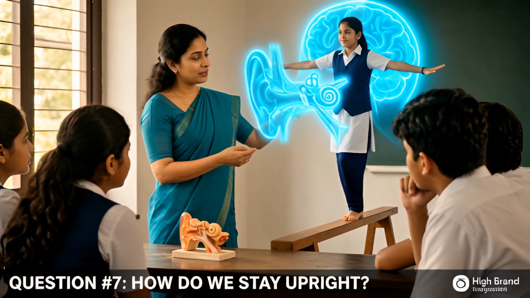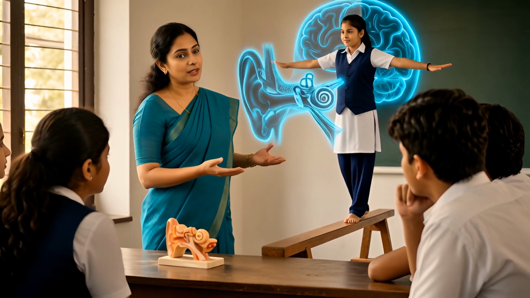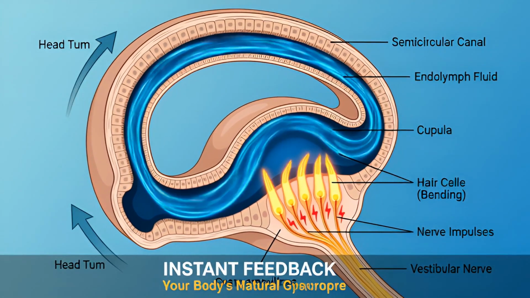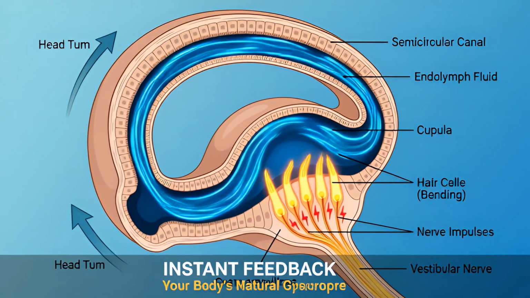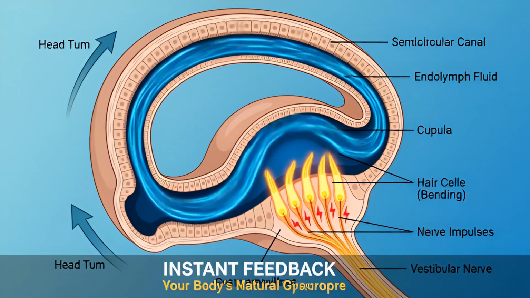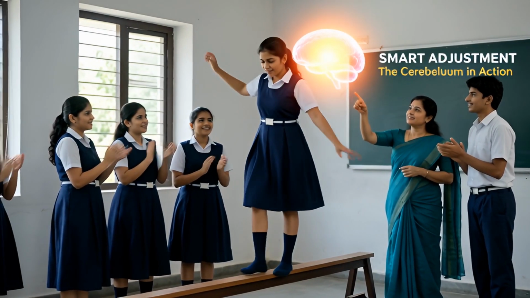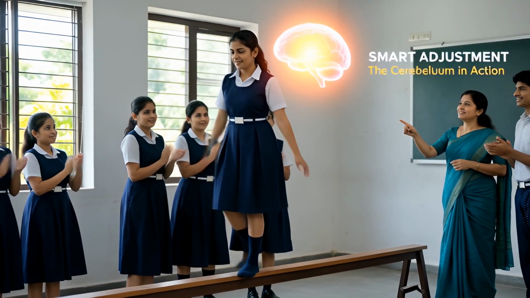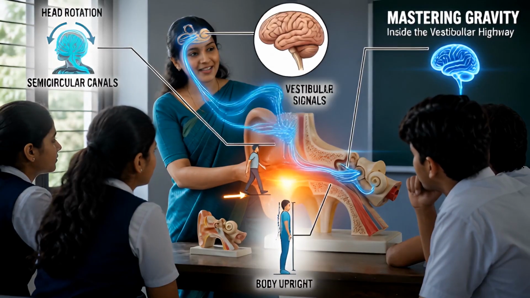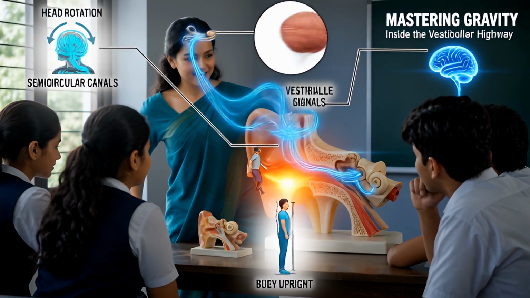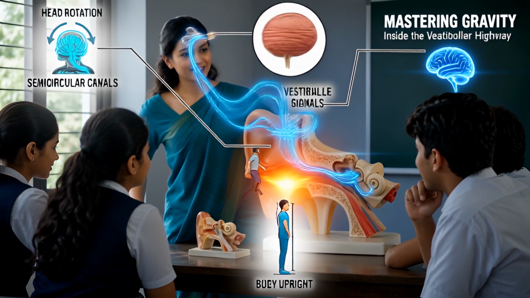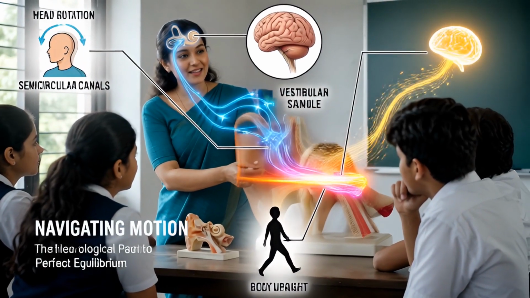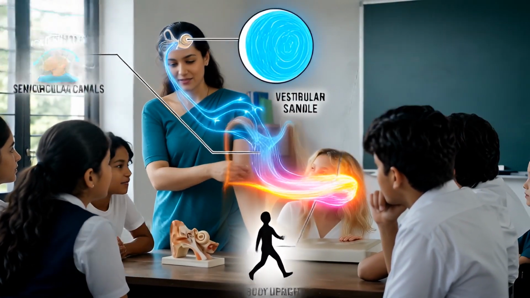Seventh question, how is body balance maintained? Answer, when the head turns, the endolymph fluid inside the semicircular canals moves. This fluid movement stimulates the hair cells and produces nerve impulses. The utricle and saccule detect changes in the position of the body and send messages. These messages reach the cerebellum through the vestibular nerve. The cerebellum coordinates muscular activity, adjusts the posture of the body, and helps maintain balance without falling.